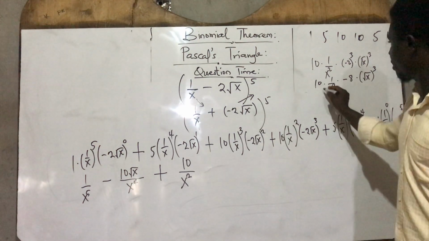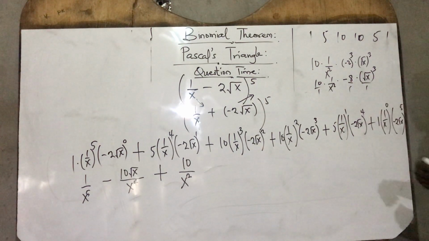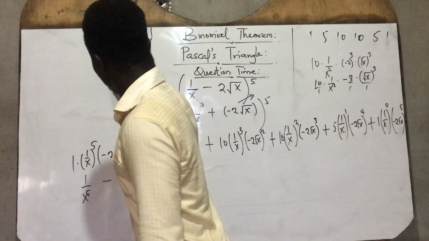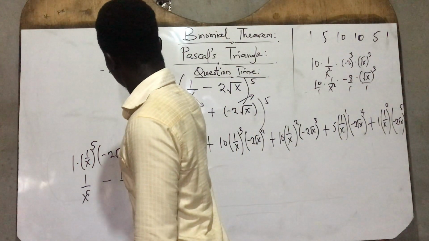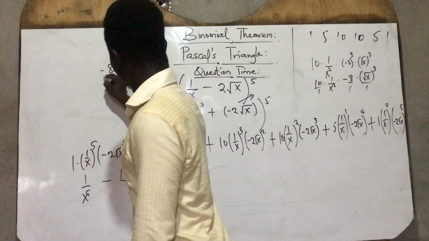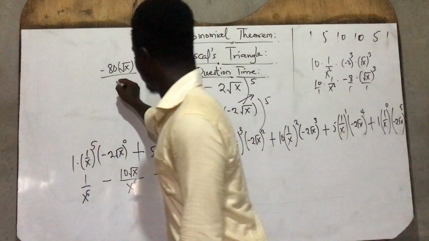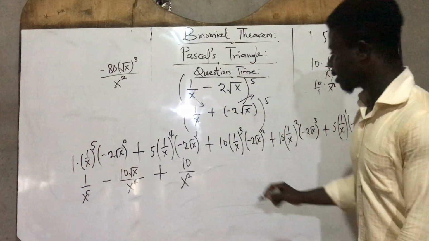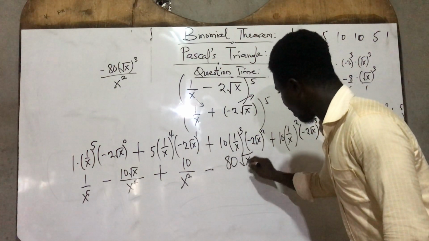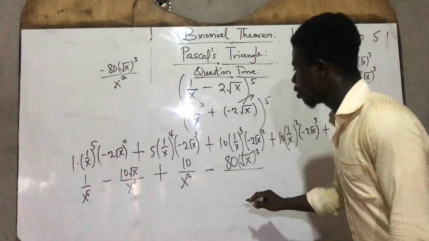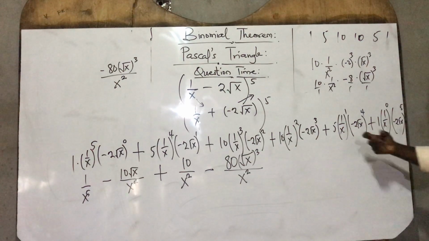So the answer here, this one is on 1, on 1, on 1. So multiplication of fraction, 10 times negative 8. I'll get what? Negative what? 80. Then square root of x what? Cubed. Square root of x cubed, all on x squared. So I'll get negative 80 square root of x all cubed all on x squared. So I'm done with this. I'm coming to that.